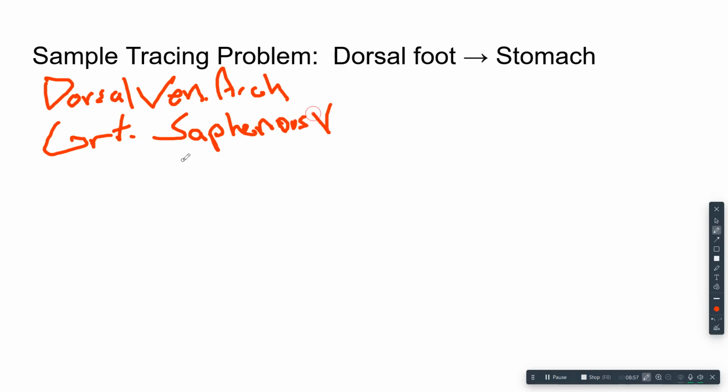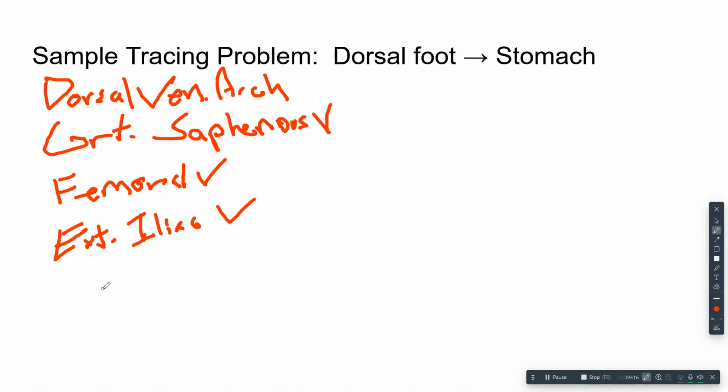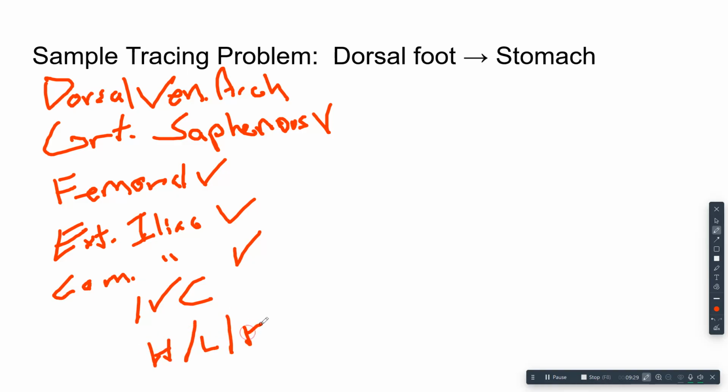The great saphenous vein takes us to the femoral vein, and left or right, it doesn't matter. The femoral vein takes us to the external iliac vein. And of course, we know the external iliac vein takes us to the common iliac vein, which takes us to the inferior vena cava, which takes us to the heart, lungs, heart part.